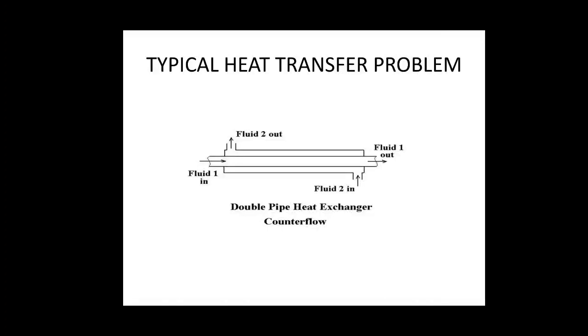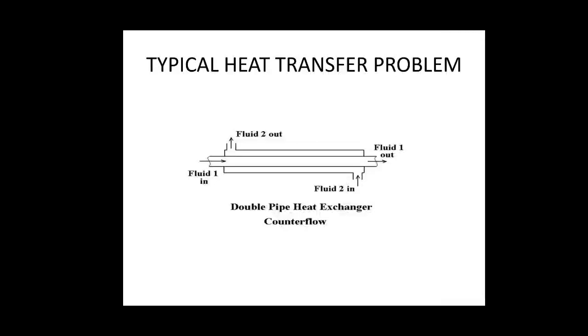So let us assume that fluid 1 is the hot fluid and fluid 2 is the cold fluid. As fluid 1 is flowing in the inner pipe, it will gradually lose the heat that it is containing, and the temperature of the fluid will gradually decrease. This loss in heat will be gained by fluid 2, that is the cold fluid in the outer pipe. The temperature will gradually increase.